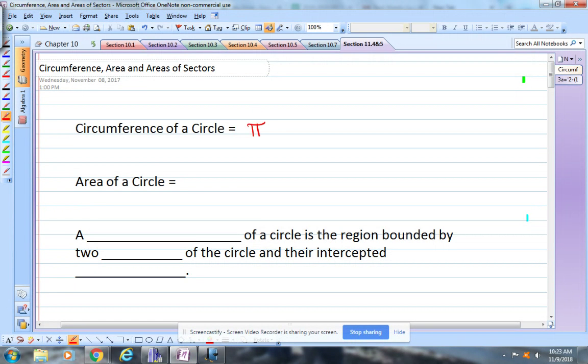Pi times diameter. Or diameter is what? Twice the radius. So, not pi r squared, it's 2 pi r. 2 times the radius. So, pi times diameter or 2 pi r, because 2 times r is the same thing as d. Right? Okay? Got it? That's circumference. That's the distance around.